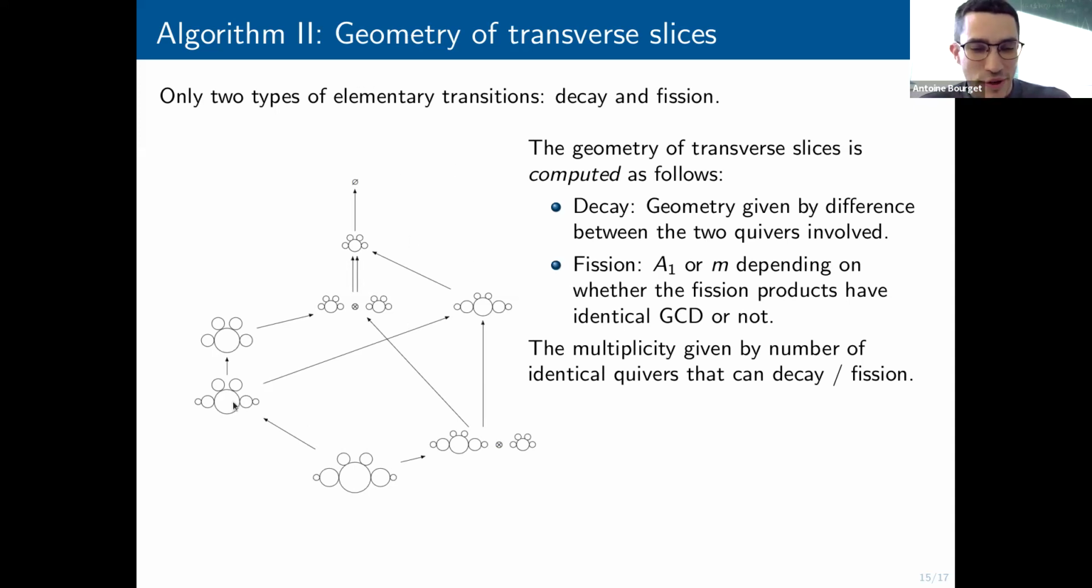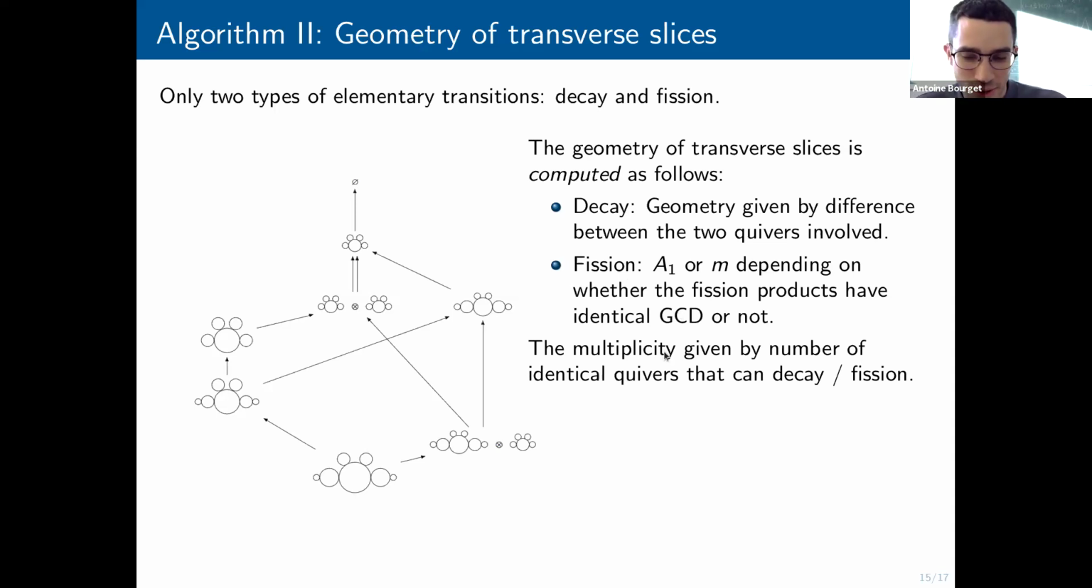Let me first show that this kind of cartoon, the graph of the quiver, this adjacency matrix, never changes. So this is what is pictured by the side of these dots. This is kind of the atomic illustration, and it can fission or decay. And as I said, the geometry of the transverse slices is given in the case of decay by the difference of the two quivers that decay into each other, or in the case of fission it is A1 or M.